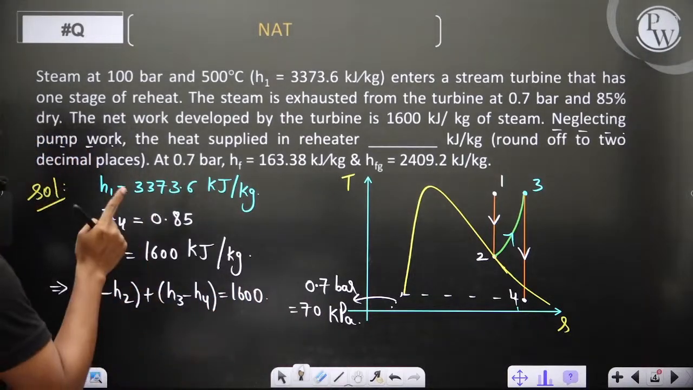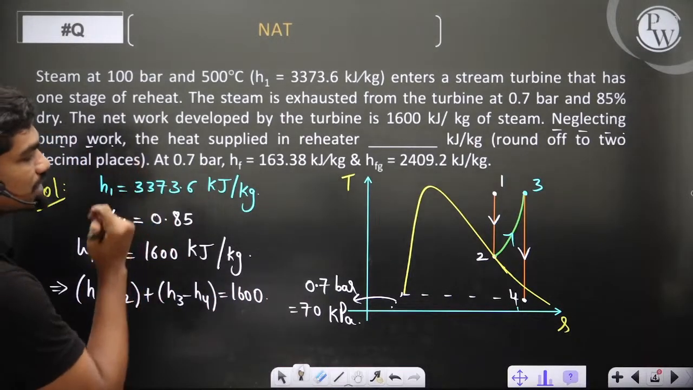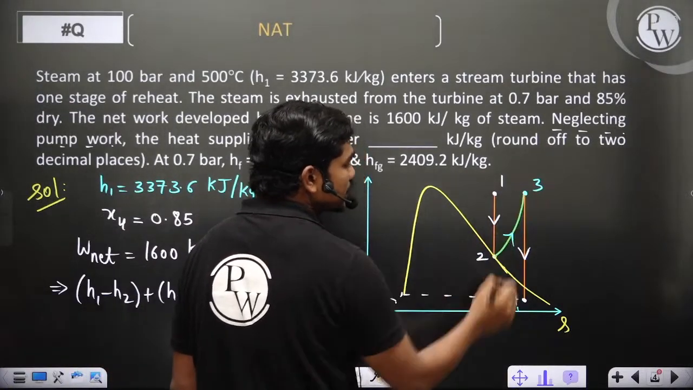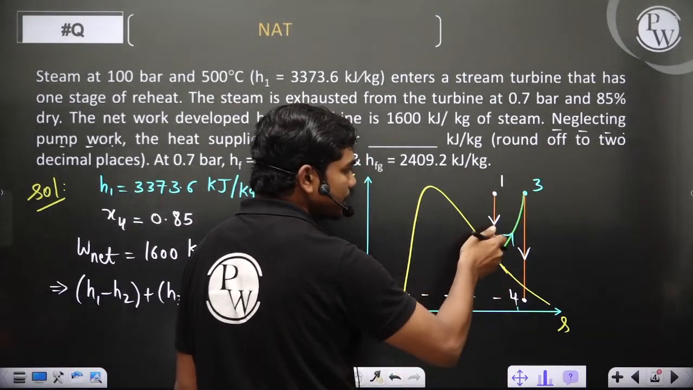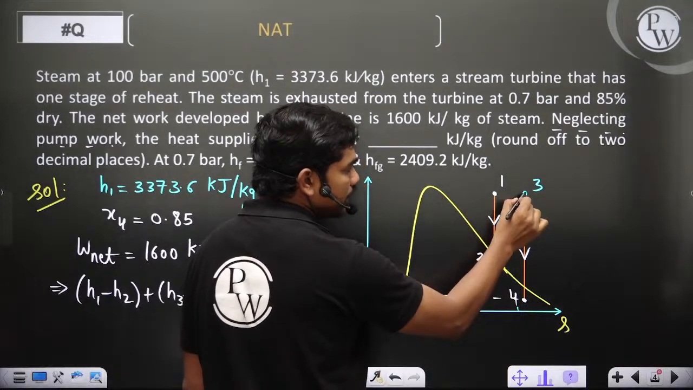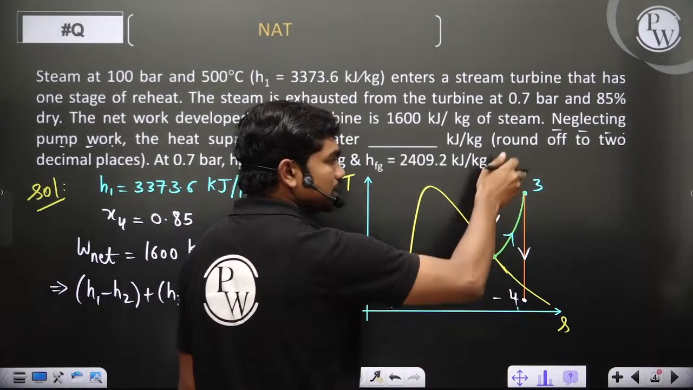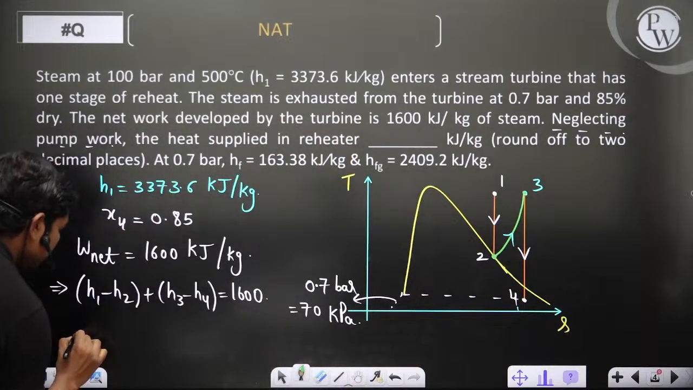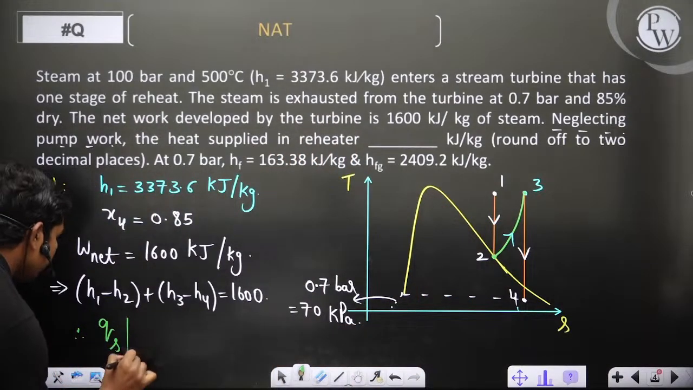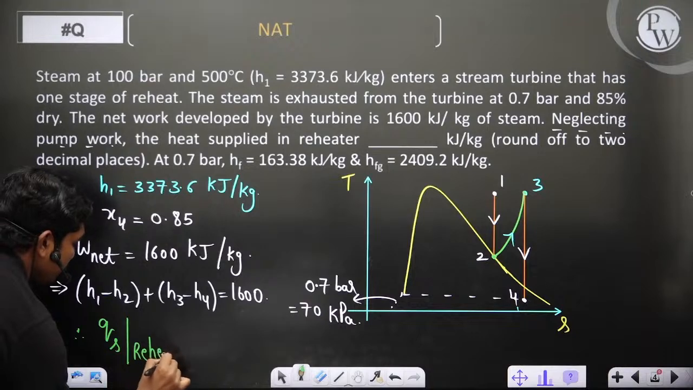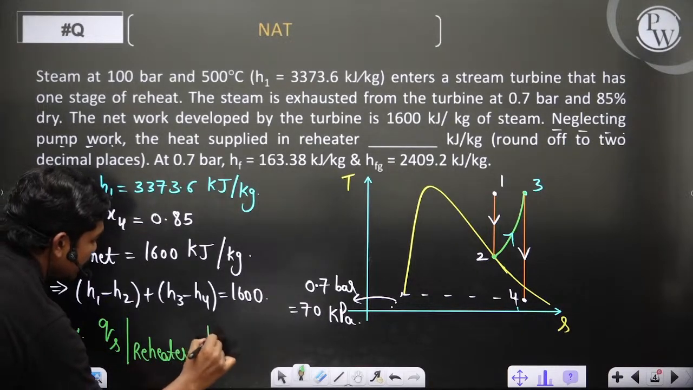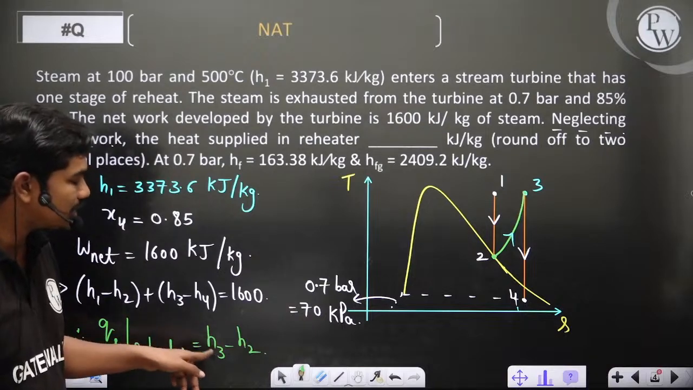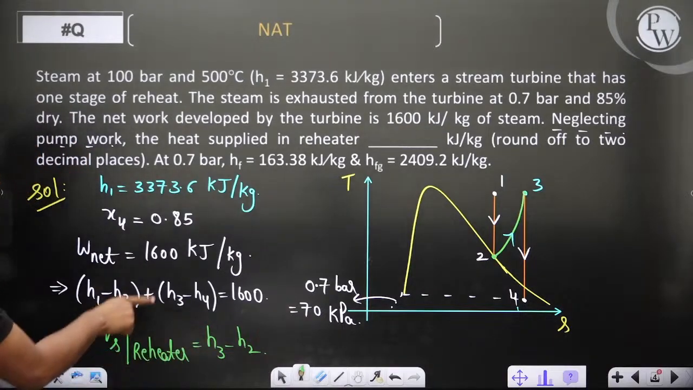Fine. Now neglecting pump work, the heat supplied in the reheater. Basically in the reheater, the heat supply is the process 2 to 3. And I told you in the reheater, if you want to calculate the heat interaction between this point and this point, it's constant pressure heat addition, so nothing but the enthalpy difference between these two. Correct? So therefore the heat supplied in the reheater is equal to H3 minus H2. This is what you want. This is the reheating. Now you have this equation.